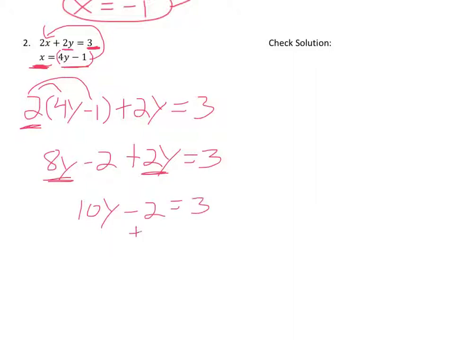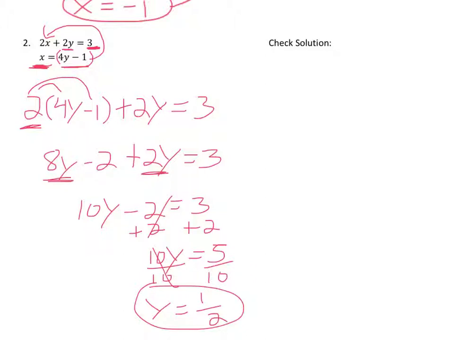Okay, then I got two steps. I'm going to add 2 to each side. So I get 10y equals 5. Then I divide both sides by 10. Now I don't get 2 for this. 5 over 10 reduces to 1/2. So I'm halfway there. I have the y value.